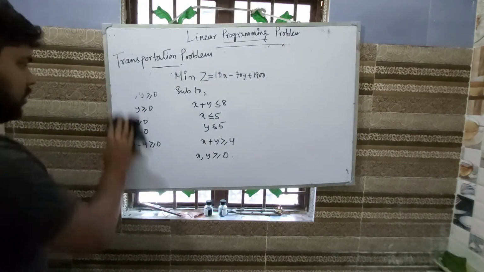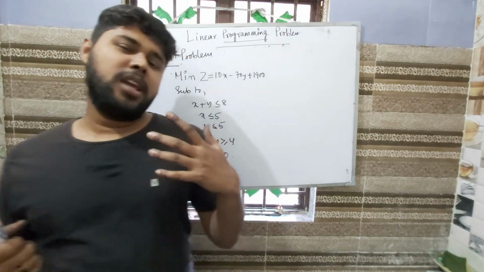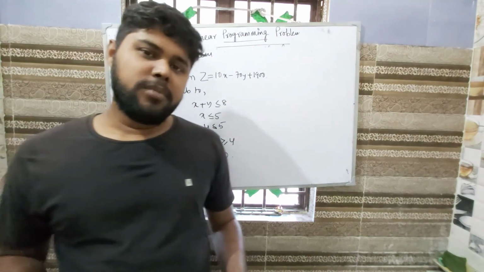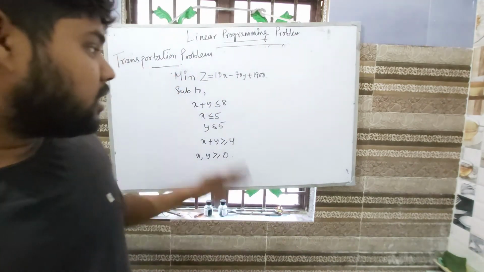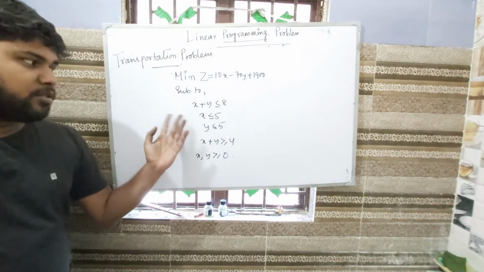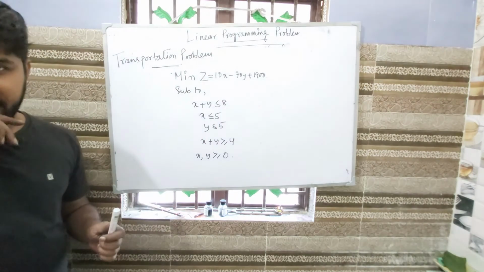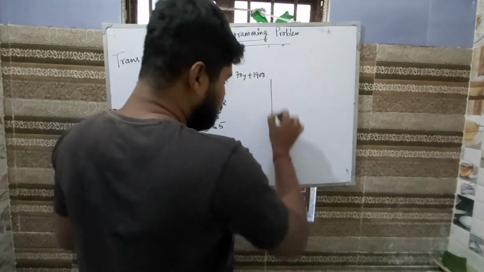Let me just erase this. So in case of a transportation problem, the modeling of the problem is all that requires time. But after this, I think you can easily solve it. You have to draw the constraints and you have to find the corner points and you have to solve. So let me just do it for you.